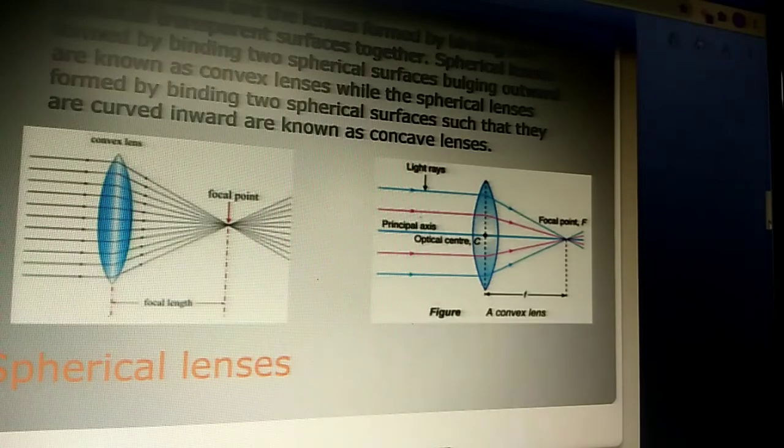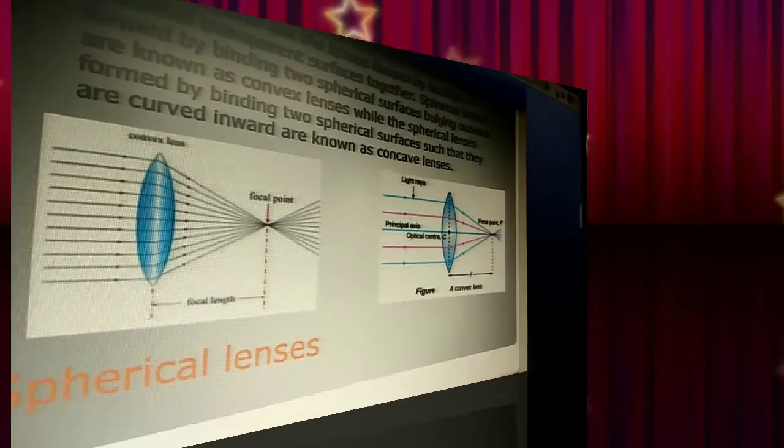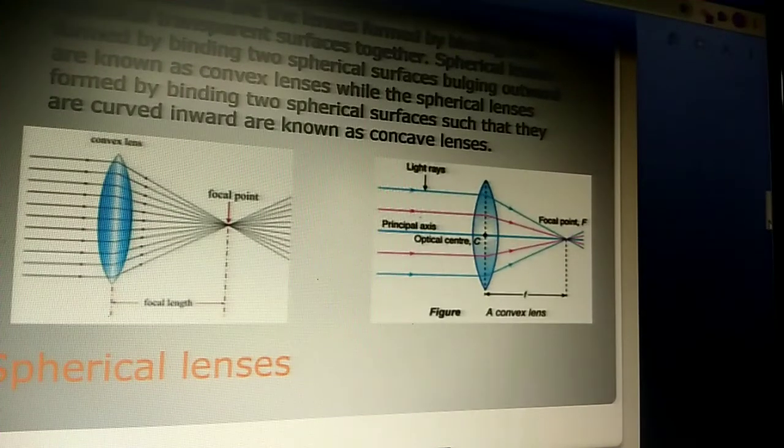The lens whose refractive surface is bulged outward is called a convex lens, and the one whose refractive surface is inward is known as a concave lens. Already we have studied concave mirror and convex mirror. You can compare convex lens with the concave mirror, whereas concave lens with the convex mirror.